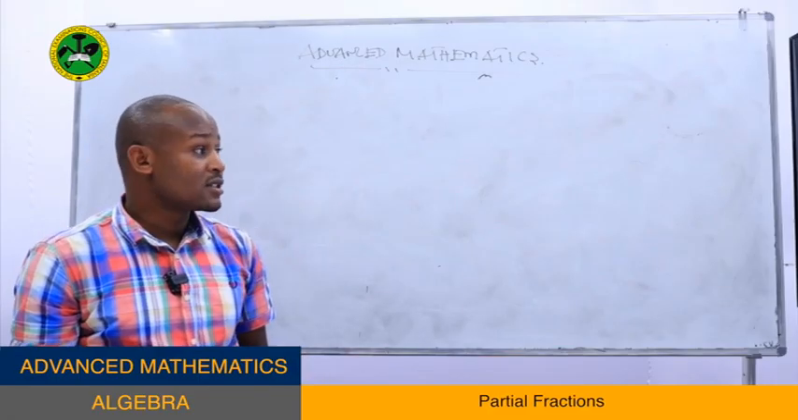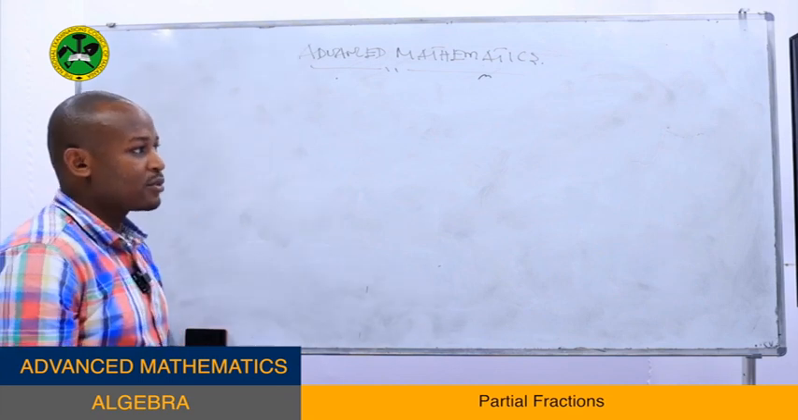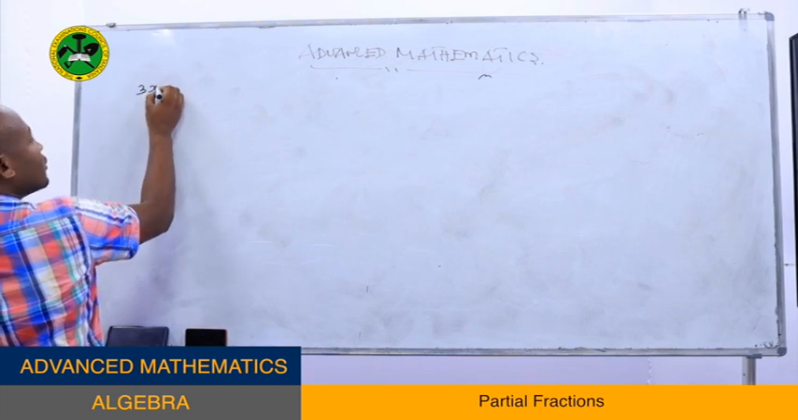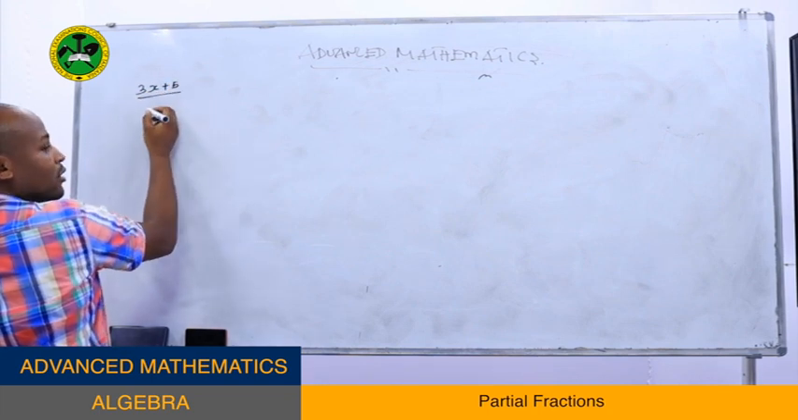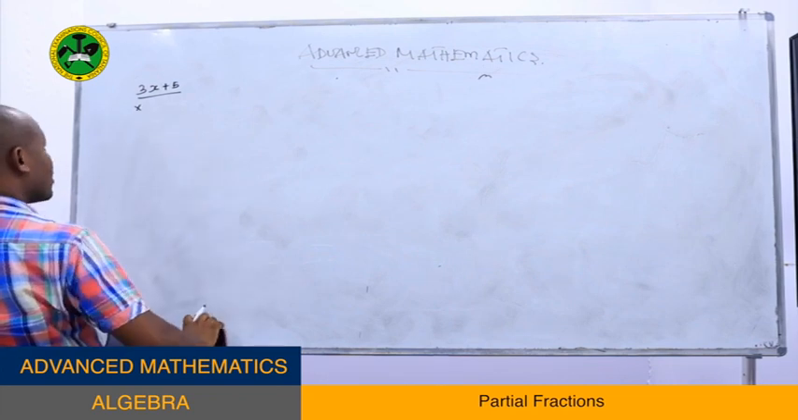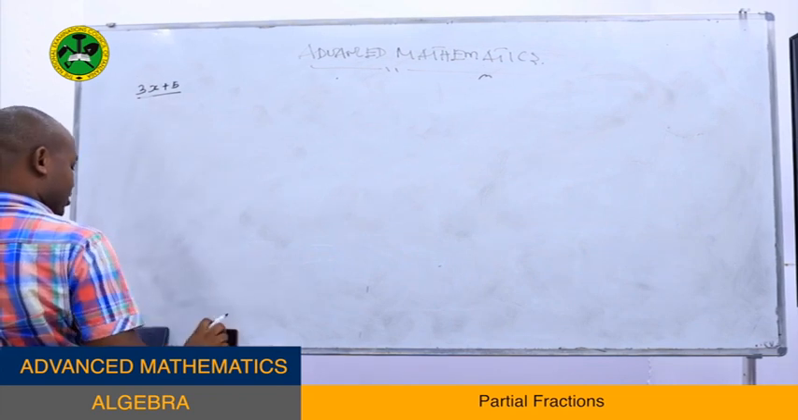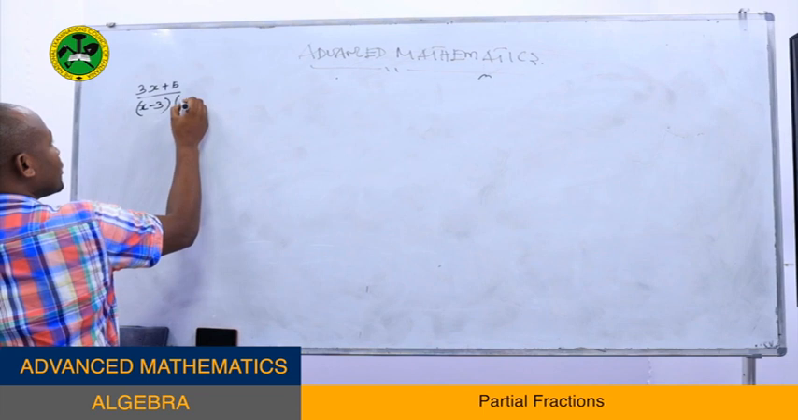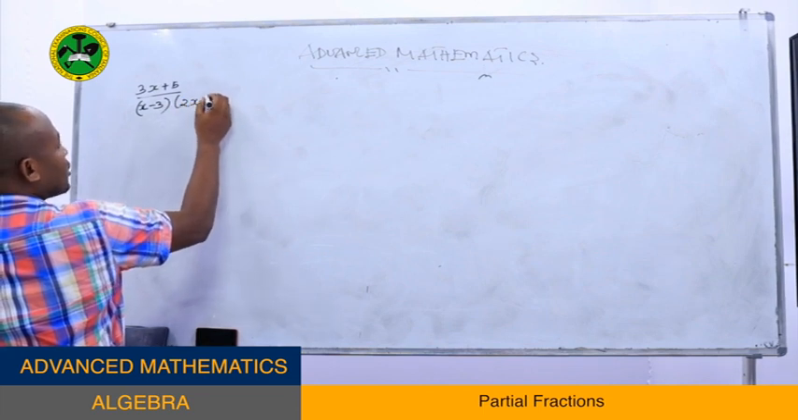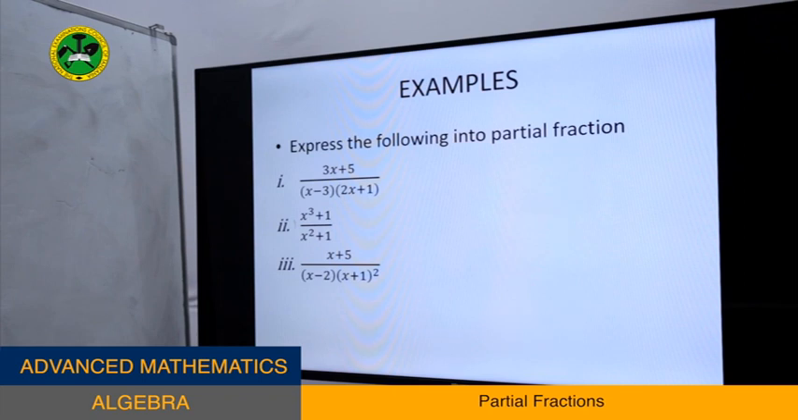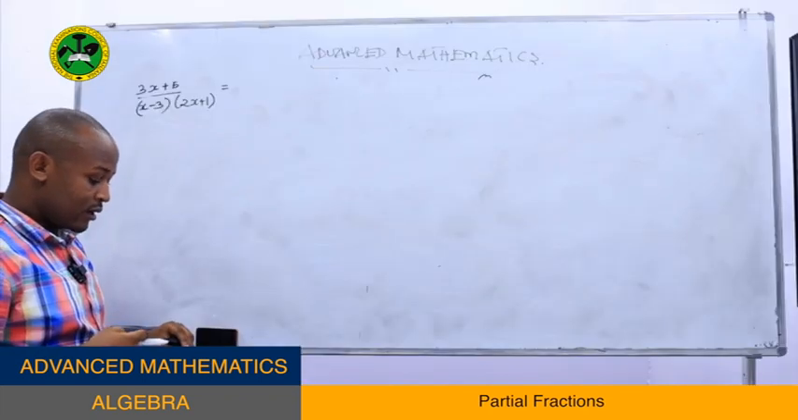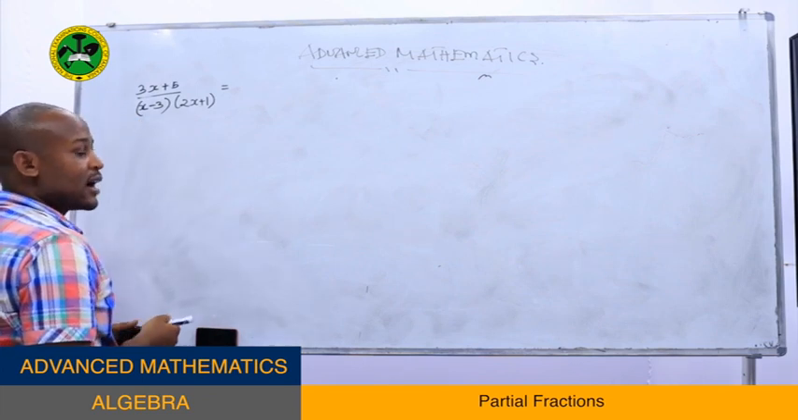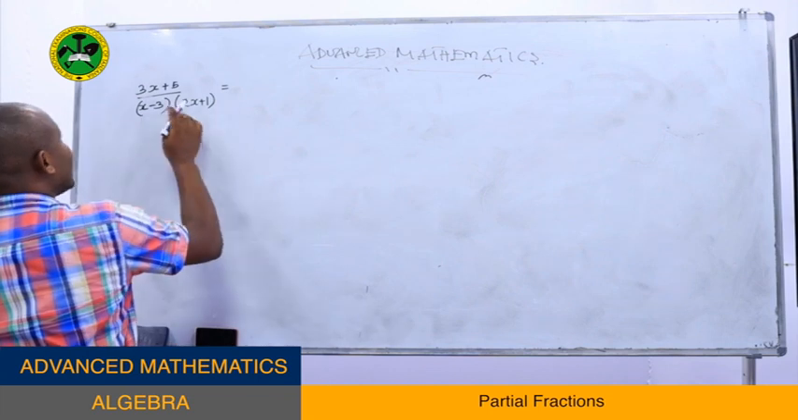Okay, let's see those few examples. Example number 1, we have (3x + 5) over (x - 3)(2x + 1). As you can see there, these are two distinct roots. And by our rules, how do we reduce that?